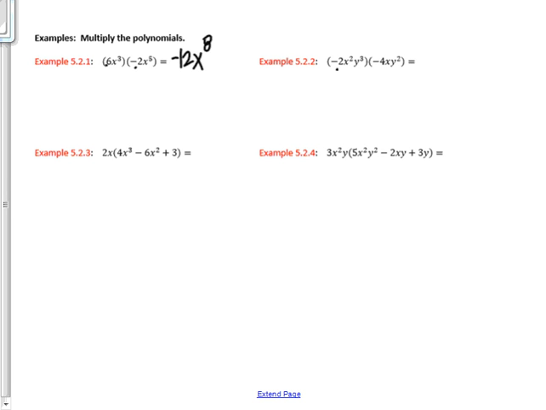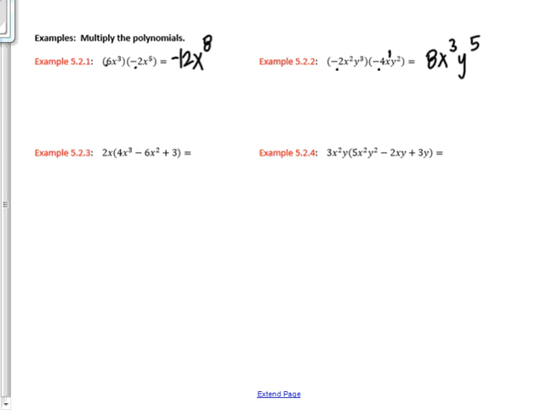I multiply negative 2 times negative 4 would give me positive 8. Alright, if you add up your x's, you've got 2 plus, remember that's an understood 1 on that one, so you'd have x to the 3rd. And then if you added up your y's, you would get y to the 5th.